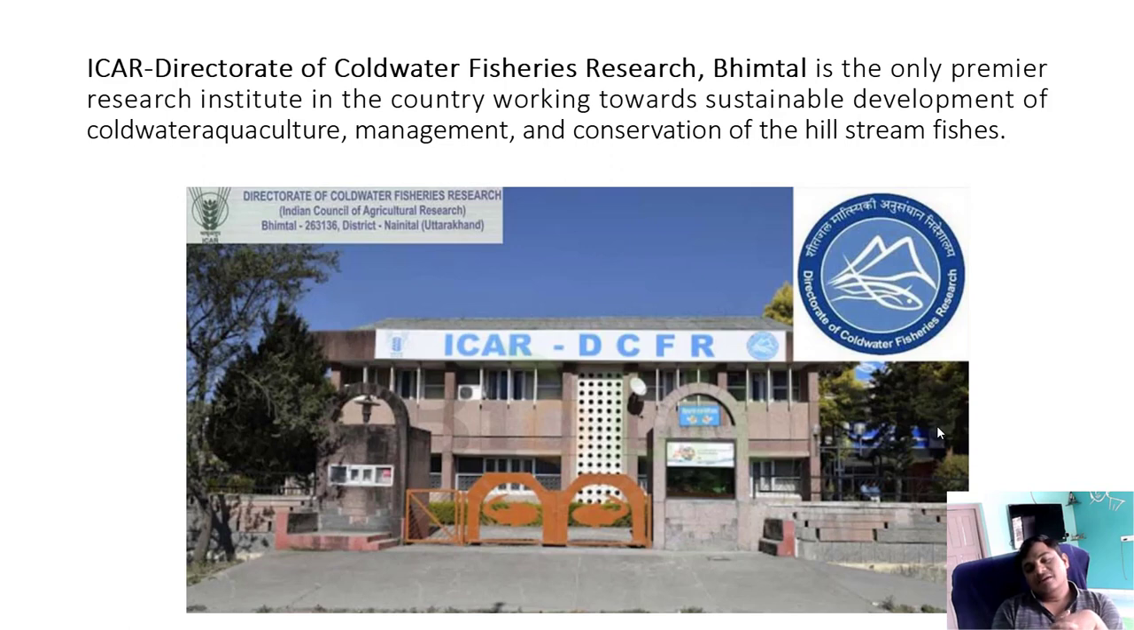Now see, this is a very important institute, established for research on cold water fisheries. This is the Directorate of Coldwater Fisheries Research, which is situated in Bhimtal in Uttarakhand, and it is the only premier research institute in the country working towards the sustainable development of coldwater aquaculture management and conservation of hill stream fishes. So this institute is responsible for research on hill stream fishes, for example in Himachal Pradesh, Uttarakhand, Assam or the northern states. So this is also an important institute.